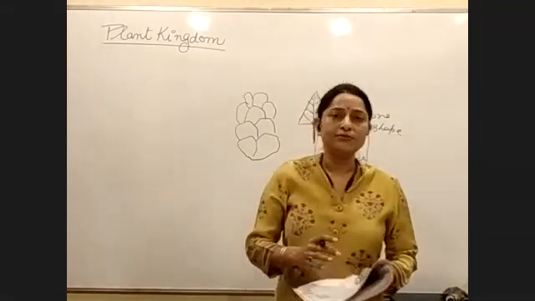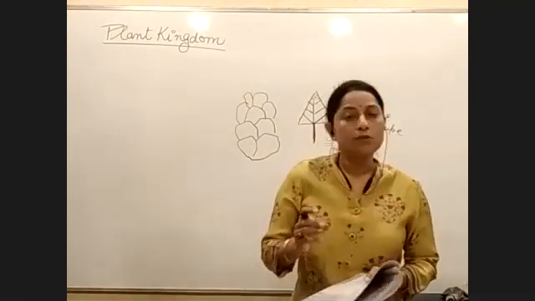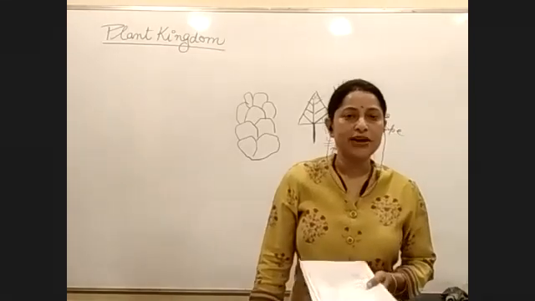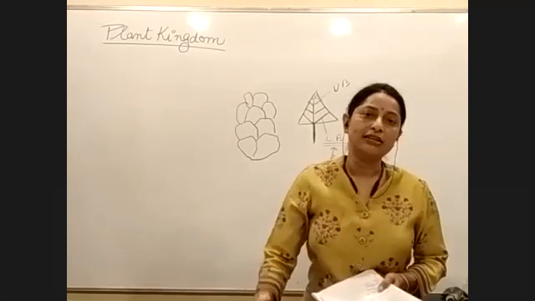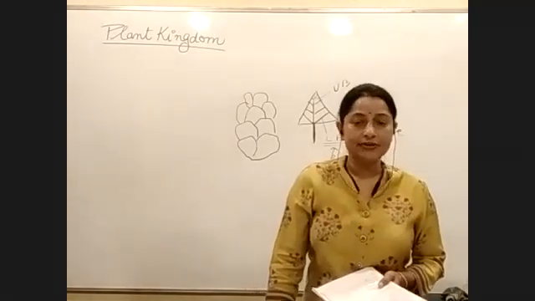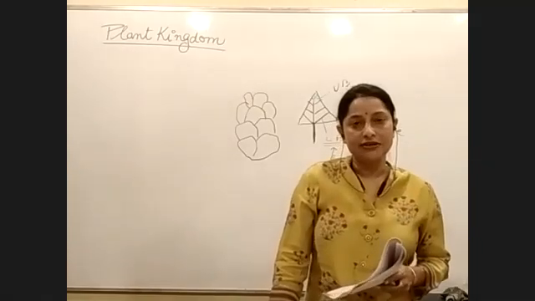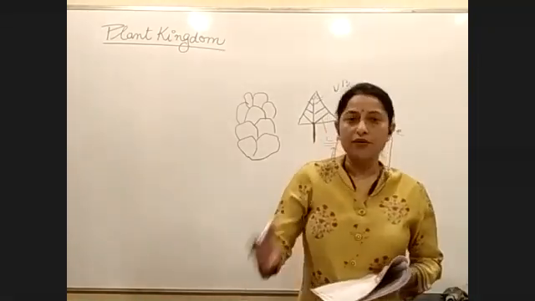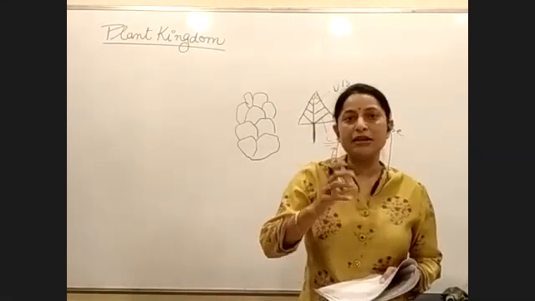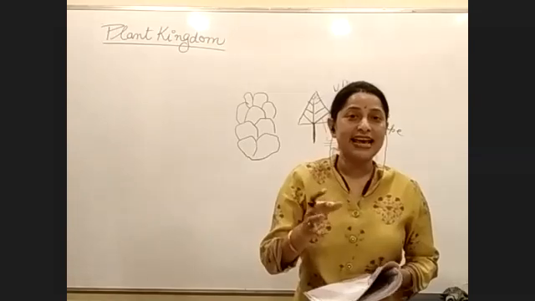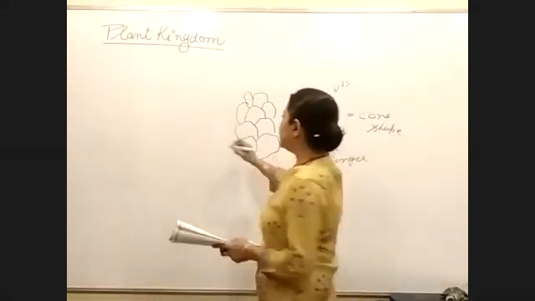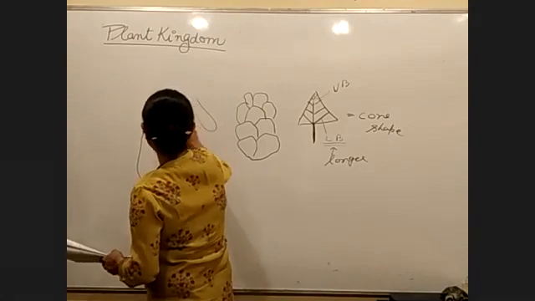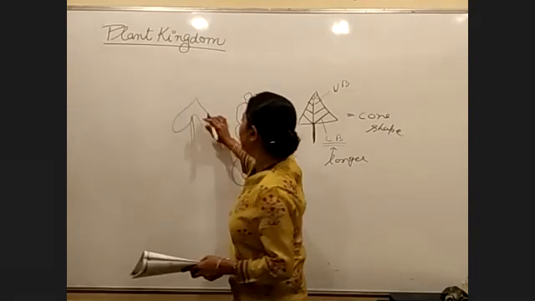Just forget about gymnosperms. In case of angiosperms, I think we have read about the pollen grain. Pollen grains are found inside the anther. I think that concept is clear. If you are talking about a flower, the flower will have the male part. The male part will have the anther. Inside the anther, what will you see? Suppose this is the anther, right?